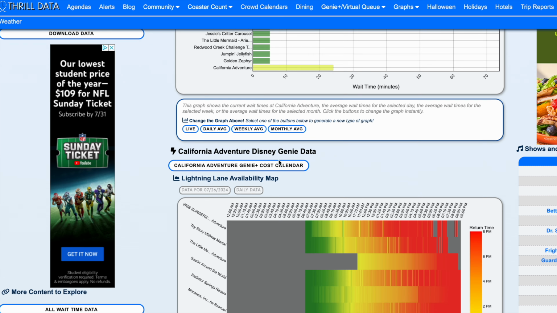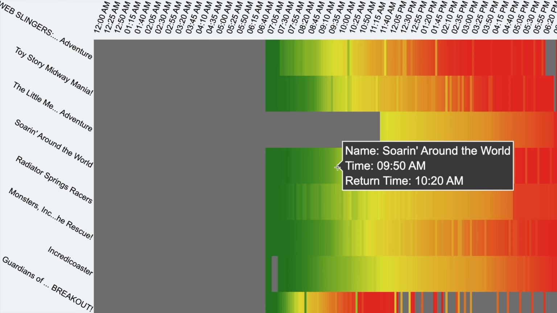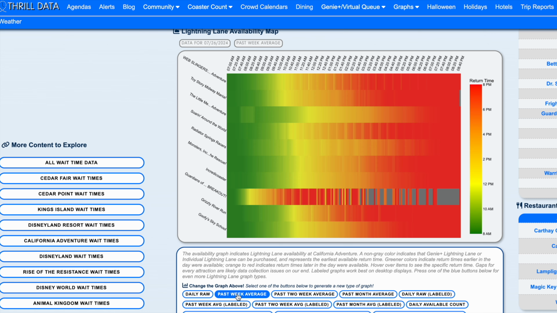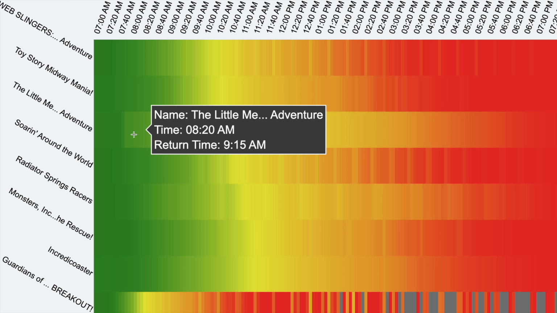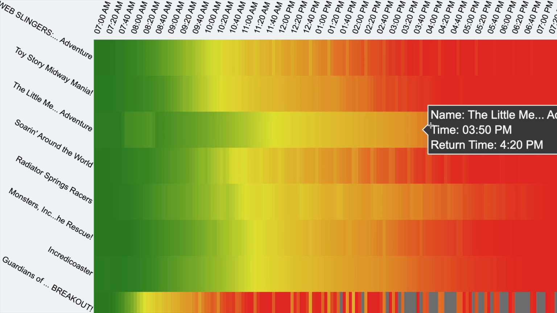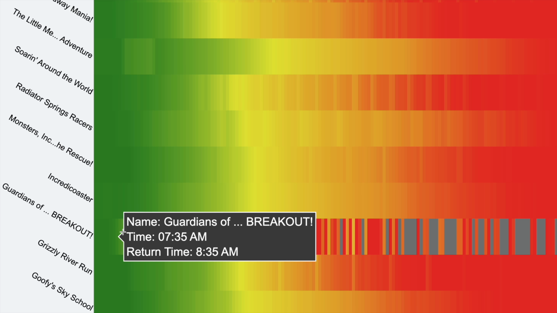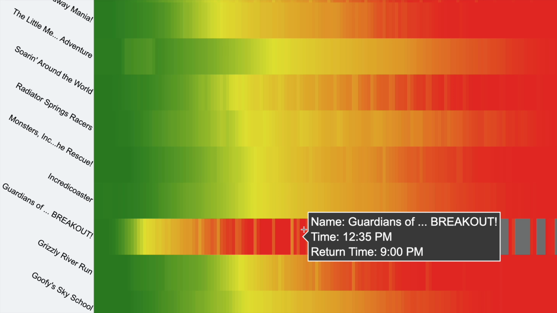Let's go down to the Genie Plus data or the Lightning Lanes and look at what is going away the fastest. Now, it looks like Little Mermaid was not up this morning. Let's zoom out and change this to the past week so that we can get a better idea. And now when we zoom back in, we can see that usually Little Mermaid is available all day. The ones that are getting read the fastest are that Guardians. It looks like if I'm trying to do it at 11 o'clock, it's already at 7:15 at night.